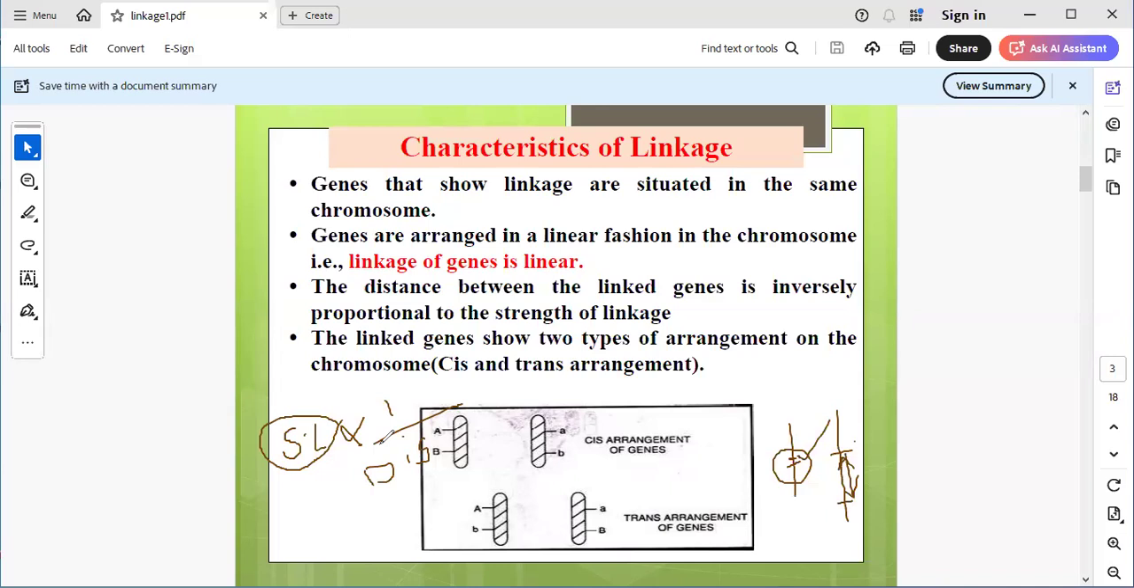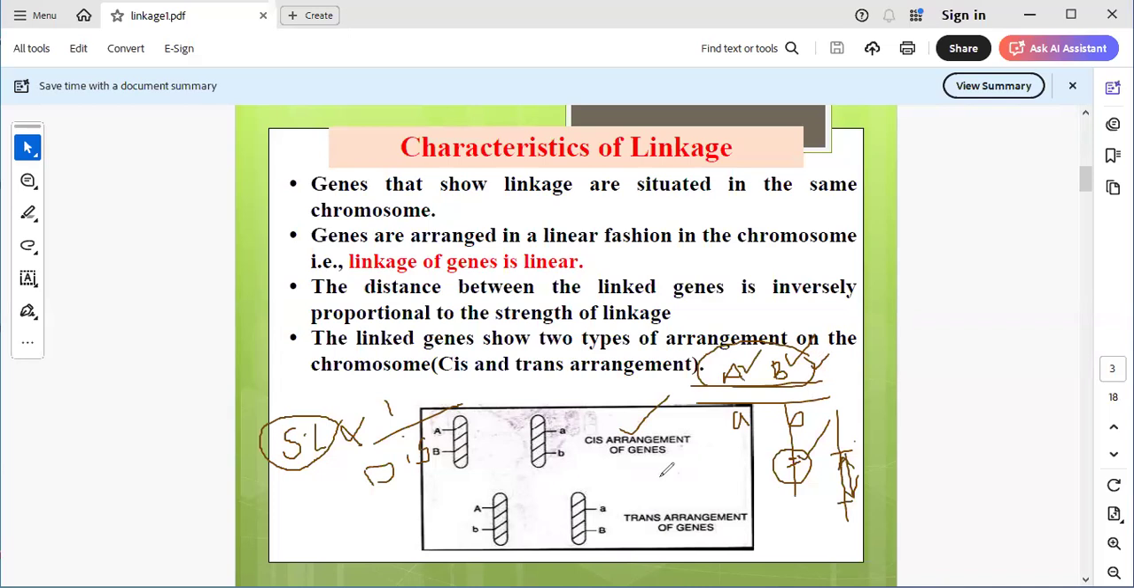We can easily understand. And how are these linked genes arranged on the homologous chromosomes? If the two dominant genes are coming from the single parent, for example this is a male chromosome, this is a female chromosome, so these two are homologous chromosomes. For example A and B are linked genes. The two dominant genes are received from a single parent. Such type of arrangement is called cis arrangement of genes. Two recessive genes coming from a single parent also come under cis arrangement.